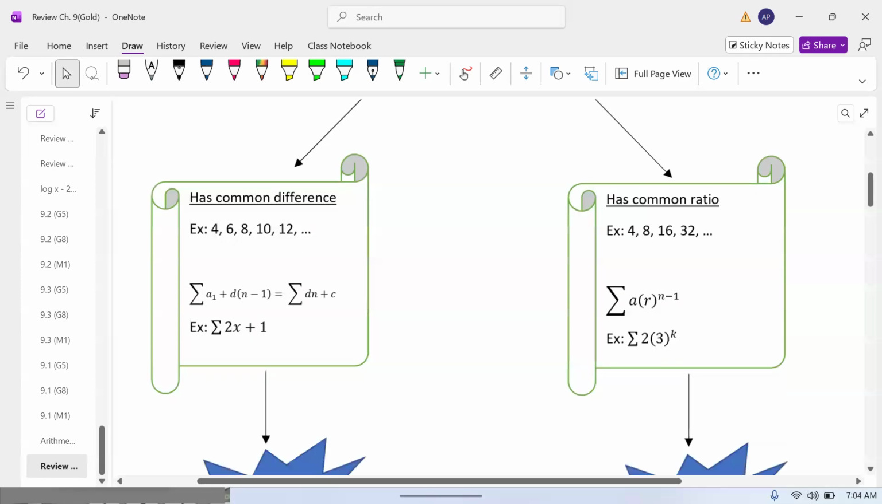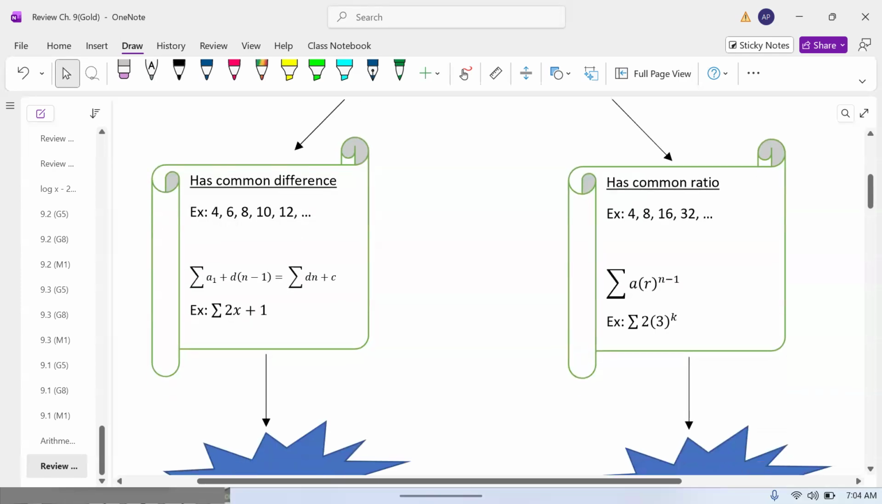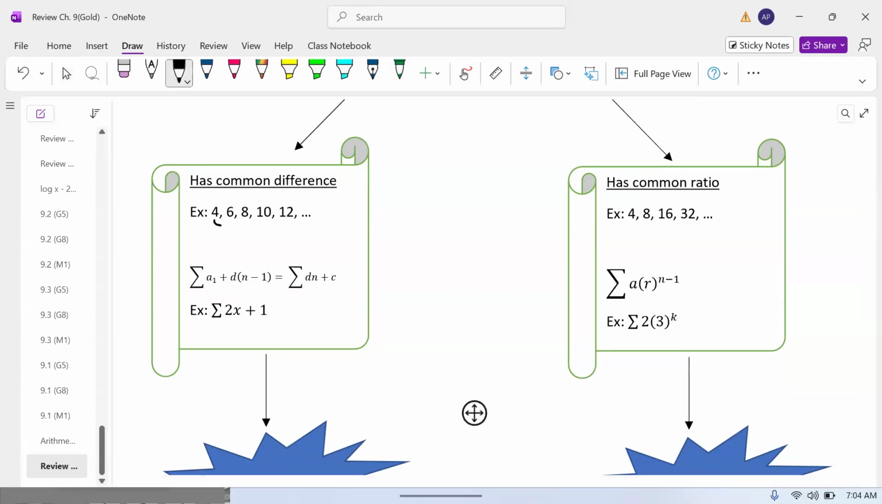So here are some examples. If we have a common difference, like the example on the left, for example, we have 4 to 6, you add 2, 6 to 8, you add 2, and so on, you add 2 every time. So if that's the case, then this is going to be an arithmetic sequence.